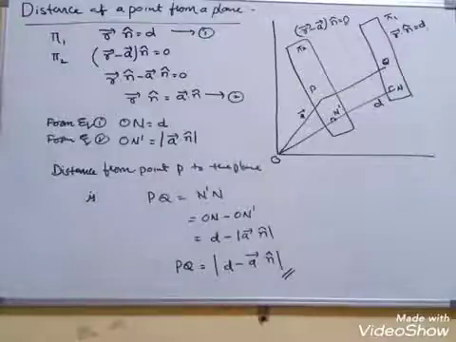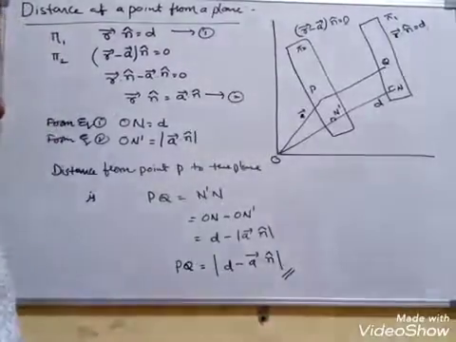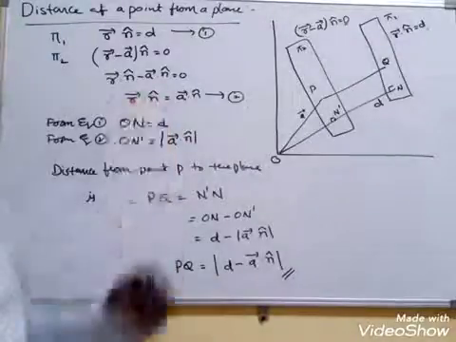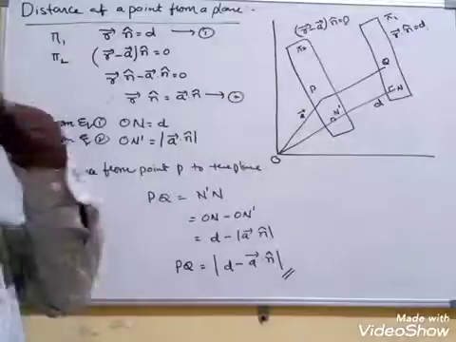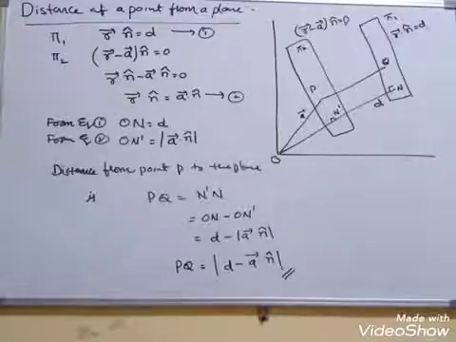Once again I am constructing the same thing, again and again I am repeating. Why? Because many people feel it is complicated. Don't feel it is complicated. Observe, it is nothing but the distance of a point P from the plane, that is, the distance between parallel planes. If you take two planes, a given plane with a normal of length D, then the equation of the given first plane is R bar dot n cap is equal to D.